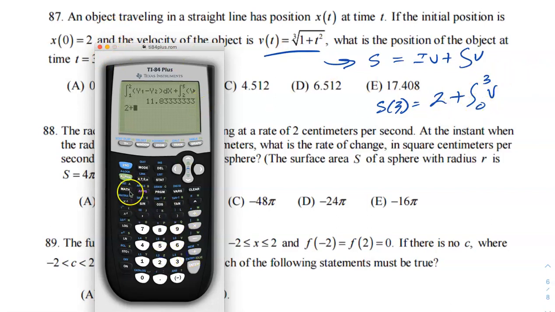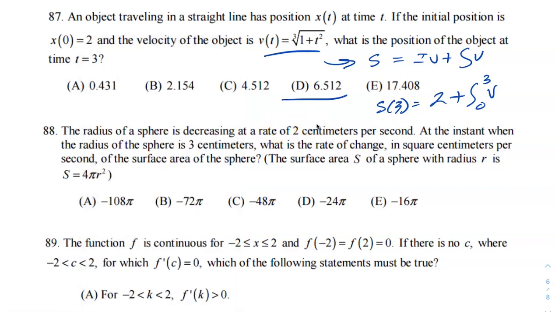So I have to type this in. 2 plus the integral, math 9. Integrate from 0 to 3. Normally I would put my graph under y1, but I'm fine putting that in there. So cube root. If you want to be sure, you go to math and find the cube root, or you just put 1/3 power. And then 1 plus x squared. There we go. And x. Get my answer, 6.51. So D.